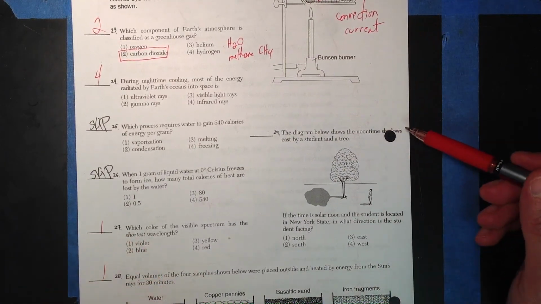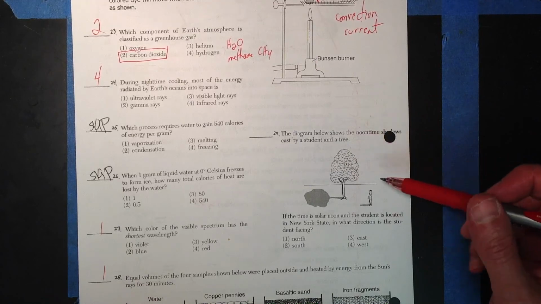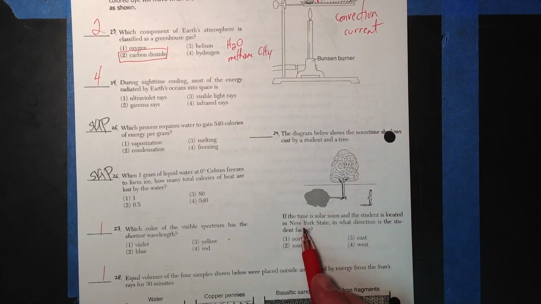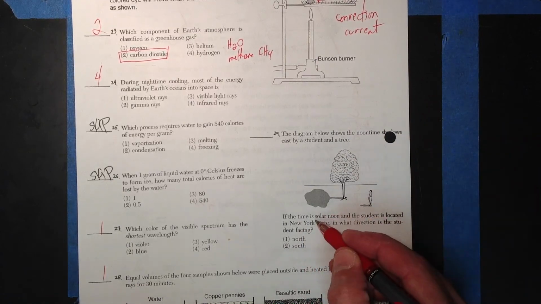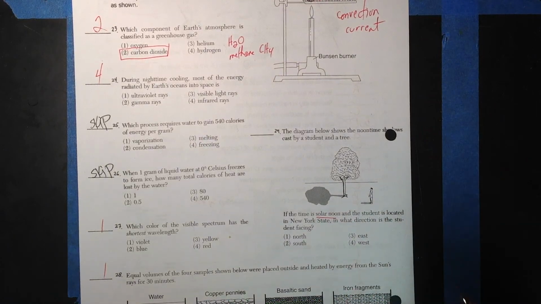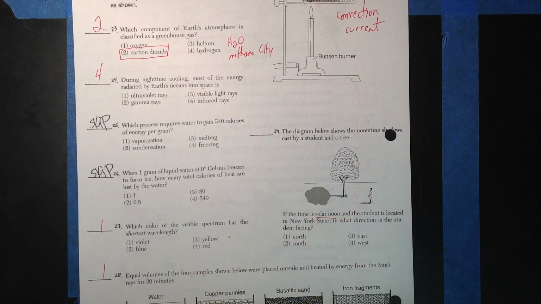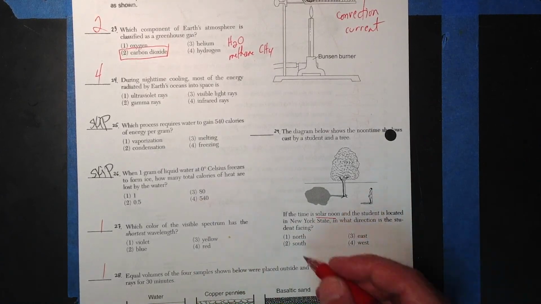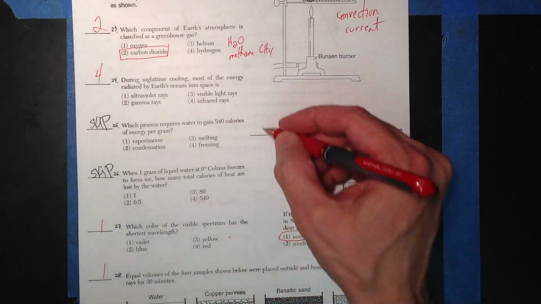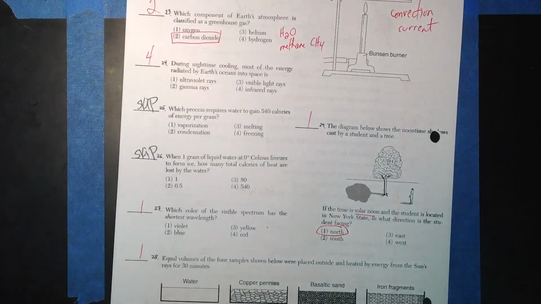29. The diagram below shows the noontime shadows cast by a student and a tree. Those are the shadows. If the time is solar noon, it's very key. Solar noon. What direction does the shadow point? Therefore, the student's facing this way. The shadow always at solar noon, in New York or in the U.S., anywhere north of the equator, always points north. As a matter of fact, it's due north. So that's the answers to those.